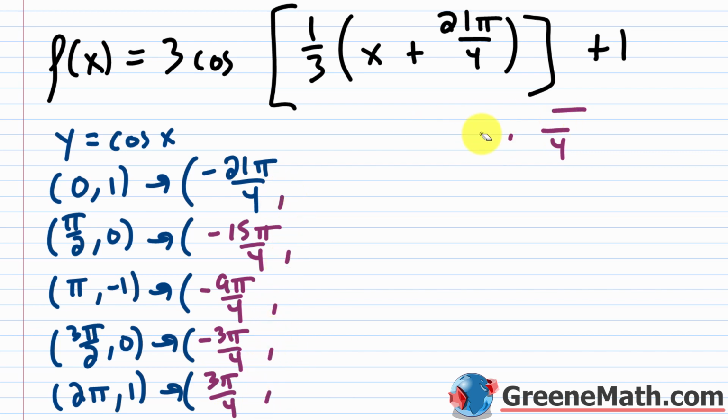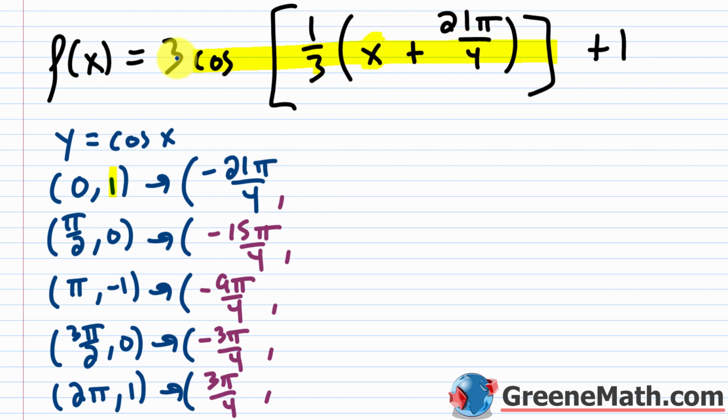We want to get the y values. Again, you can use the plug-in method, but just realize that if you plug in something like negative 21 pi over 4 for x right there, well, this right here is going to end up being this right here. Negative 21 pi over 4 plus 21 pi over 4, that's 0. 1/3 times 0 is still 0. Cosine of 0 is 1.